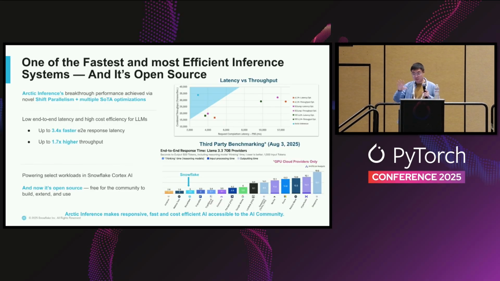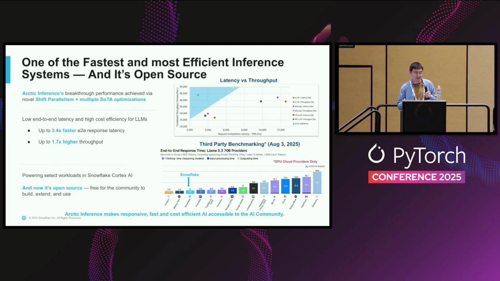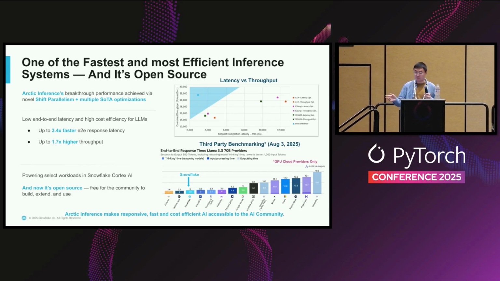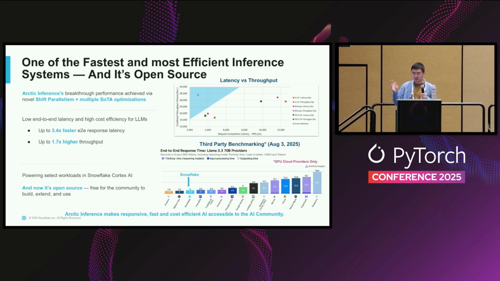And so, just to summarize, Arctic Inference is a fast and cost-effective inference system. It combines a lot of research innovations that we worked on in Snowflake, and that includes shift parallelism, speculative decoding with the LSTM and suffix decoding models, and SwiftKV. And when all these innovations are combined, it can significantly improve the end-to-end response latency and the overall throughput of the system. It's also open source, and everyone can try it.